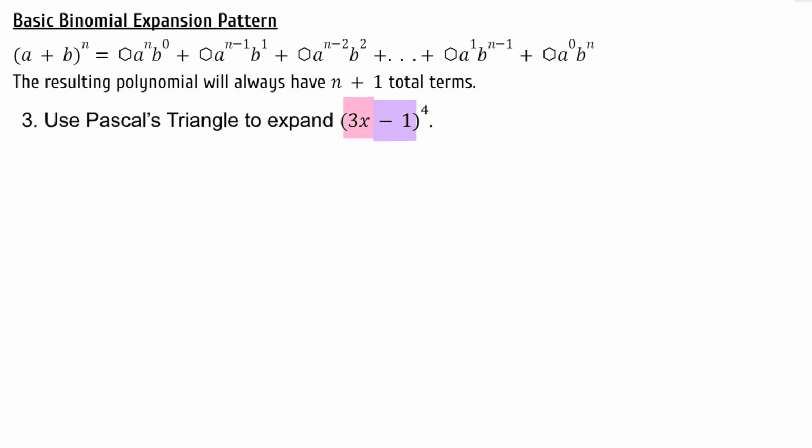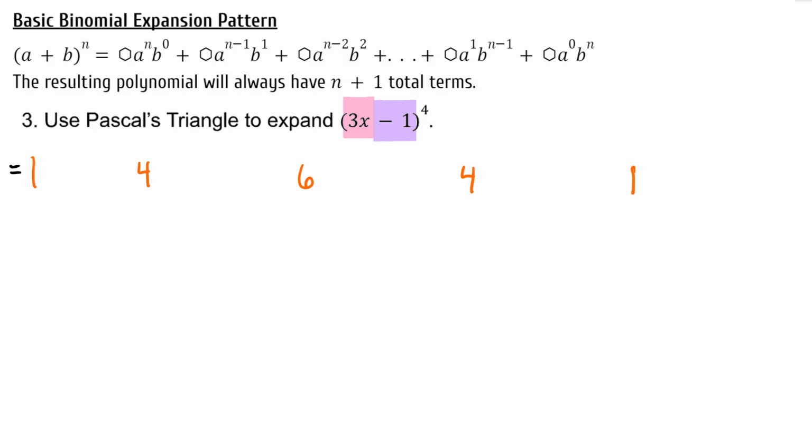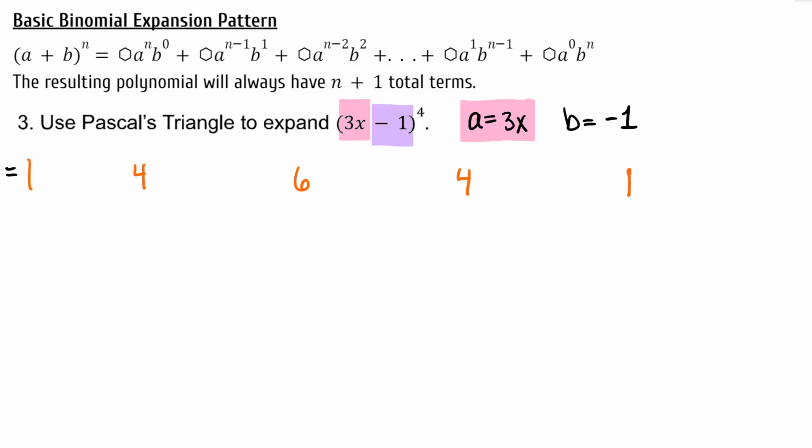Because we are expanding this polynomial to the power of 4, we will use the coefficients in the 4th row of Pascal's triangle. That would be 1, 4, 6, 4, 1. So for (3x - 1), a is equal to 3x and b is equal to negative 1. Watch out for the sign of that number. If it's negative, that means your signs will alternate in your polynomial. We're going to write b as negative 1, and as we simplify, the order of the signs will reveal itself.